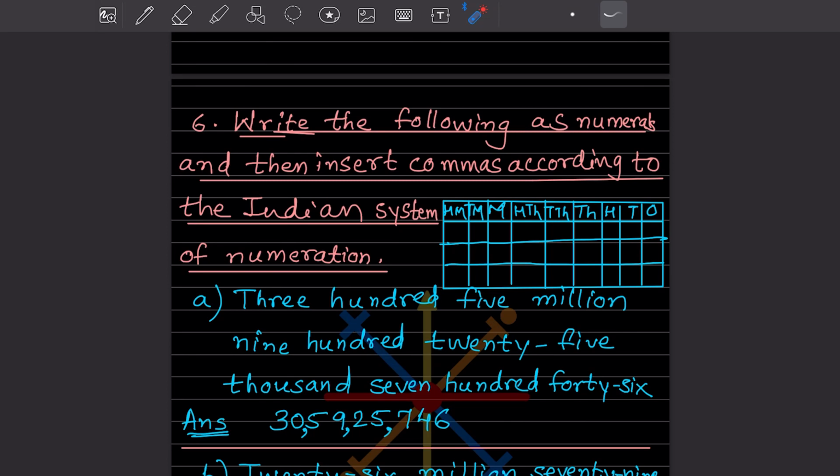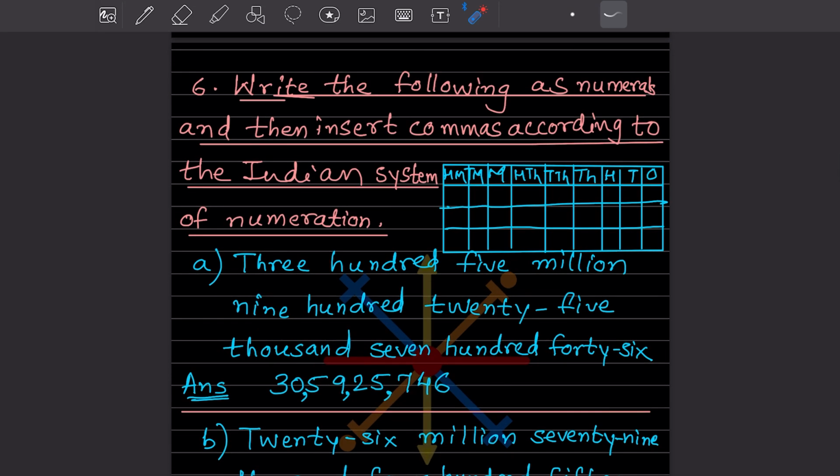Now what are you going to do here? Now we are going to look at the numerals. Write the following as numerals and then insert commas, according to the Indian system of numeration. This also is explained in one of the videos.